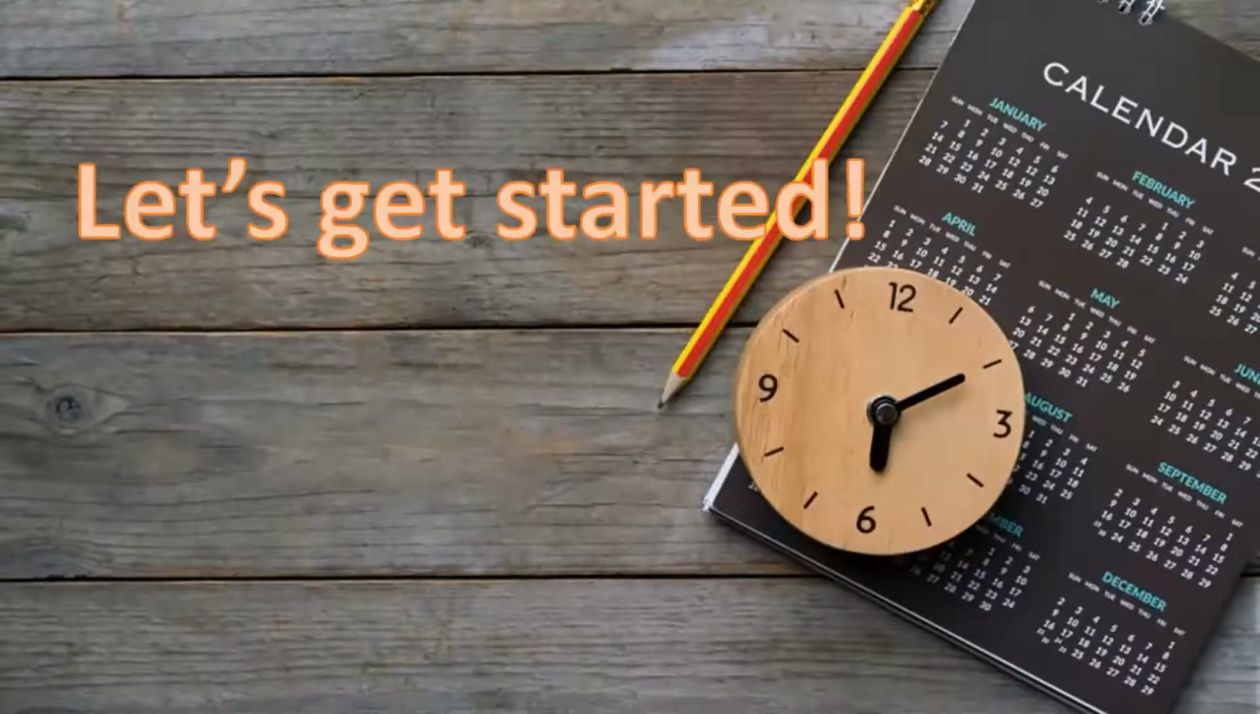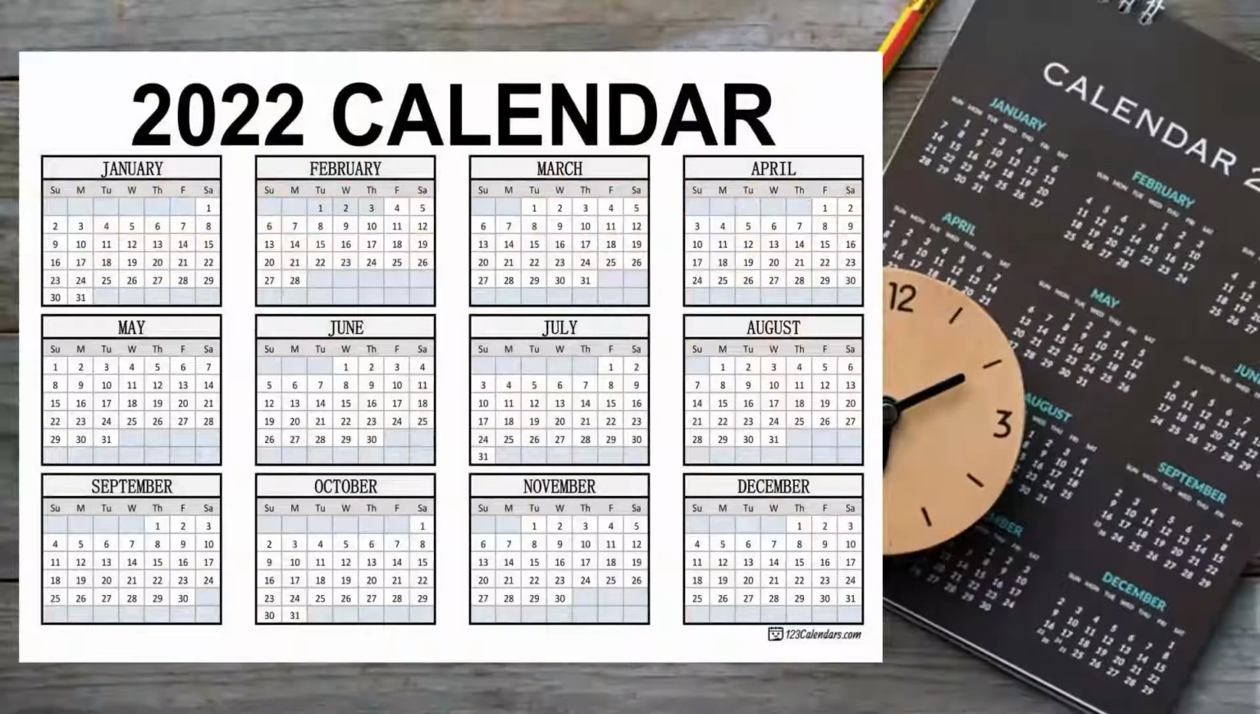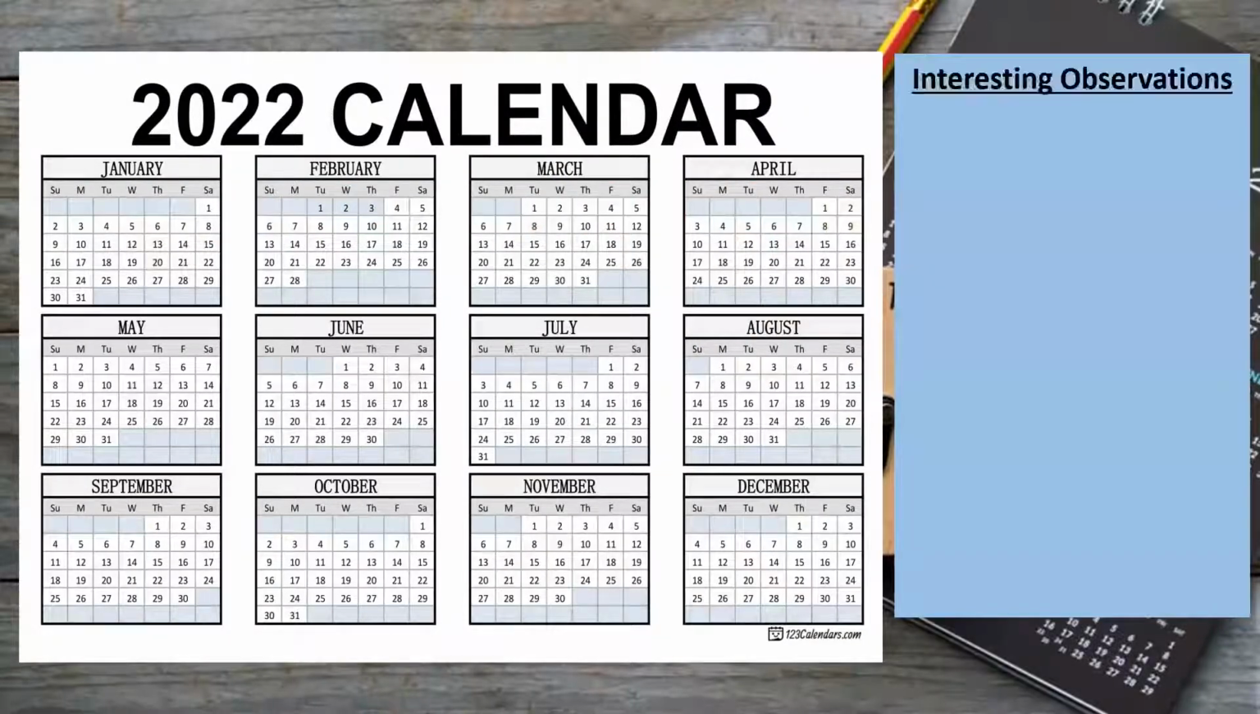Okay, let's get started. Here's a calendar for 2022. Let's go ahead and make some observations just by looking at the calendar. We can see that January and October are identical. They both have 31 days. They both start with Saturday, identical months.